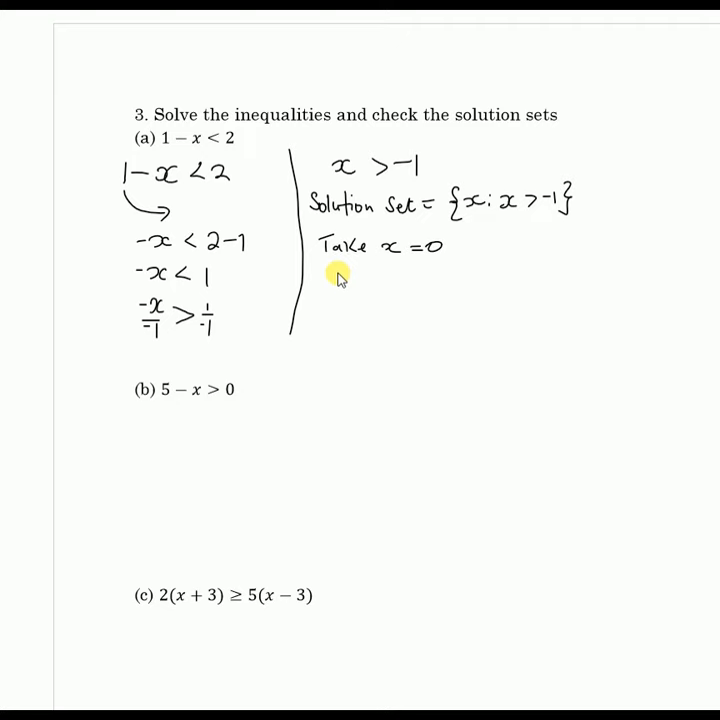So I can put a 0 there. 1 minus 0 is less than 2, implying that 1 is less than 2. This one checks, I guess, because this is correct. Let's see what we have there.